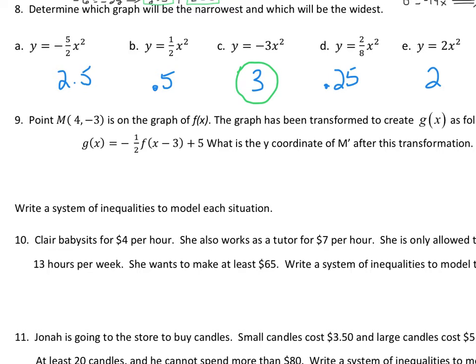For the compression or the widest graph, if I'm flattening out my graph close to the x-axis, like a pancake, I want that value for a to be in between 0 and 1. And the closer it is to 0, the flatter it gets. So of our decimal points, the one closest to 0 is this 0.25. So that one is going to create the wide graph. This 3 creates my narrow graph.